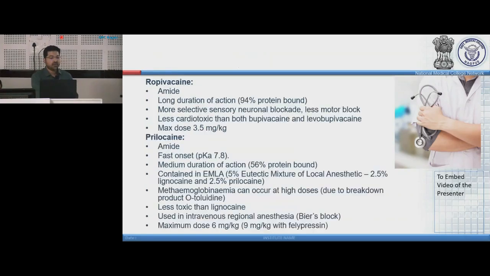We have ropivacaine. It has a long duration of action, more selective sensory neuronal blockade than motor blockade, and it is the least toxic among bupivacaine and levobupivacaine. Maximum dose is 3.5 mg per kg. Prilocaine is an amide. It has a faster onset and medium duration of action. It is a constituent of EMLA cream. It causes methemoglobinemia and is less toxic than lignocaine. Used in Bier's block, and maximum dose is 6 mg per kg.